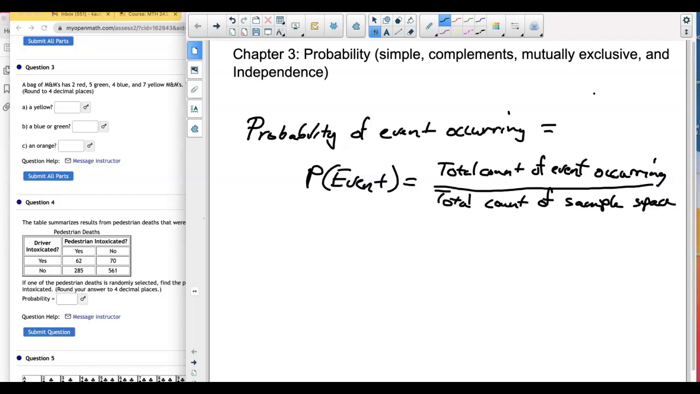Hello, and in this video we're going to talk about simple probability. In chapter 3 we're going to talk about complements, mutually exclusive and independent.